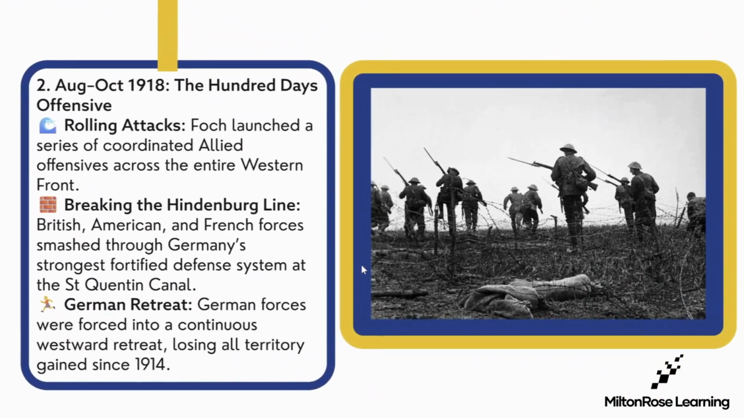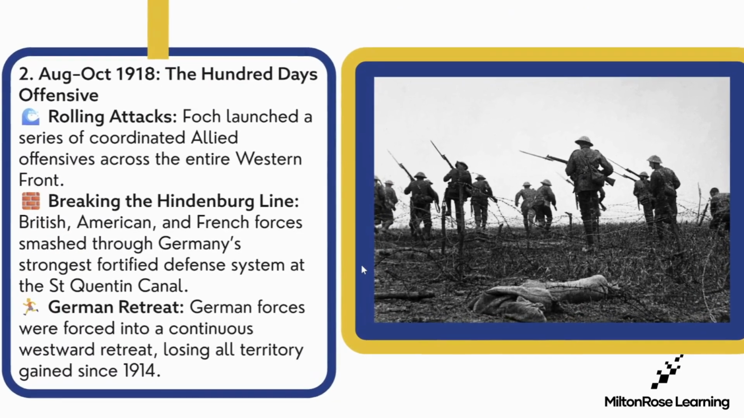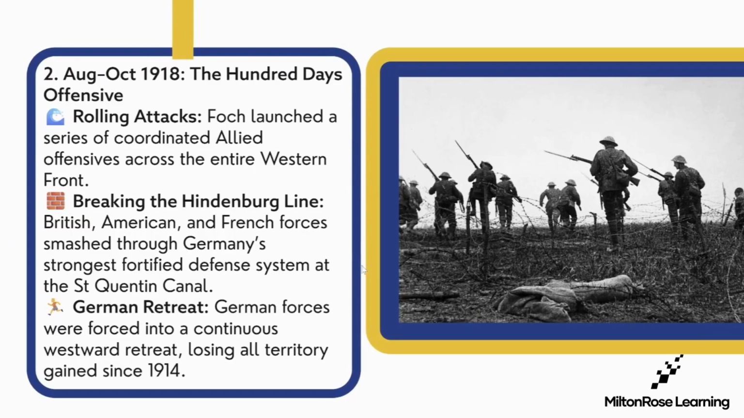Then we have August to October 1918, the 100 Days Offensive. So rolling attacks. Ferdinand Foch launches a series of coordinated Allied offensives across the entire Western Front. The Germans are reeling, like on the ropes, and so we're going to give them that final kind of punch to try and knock them out.